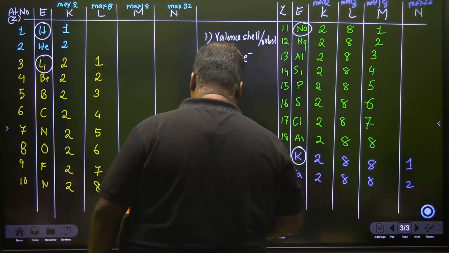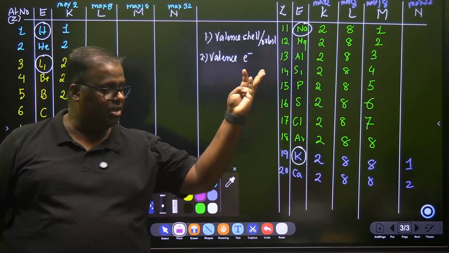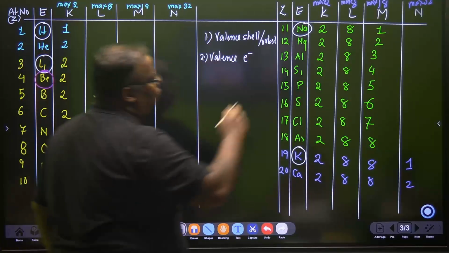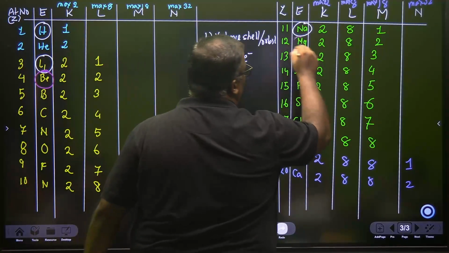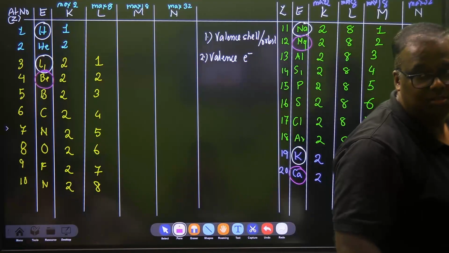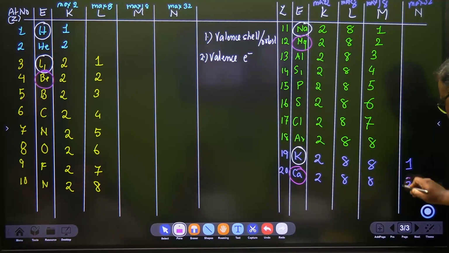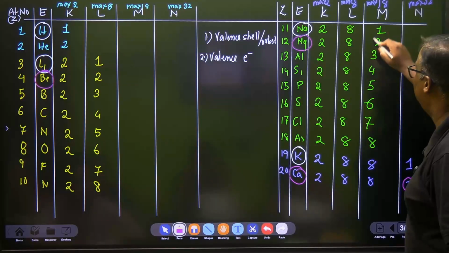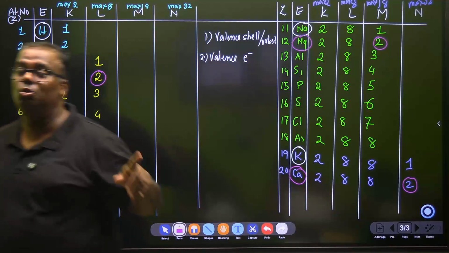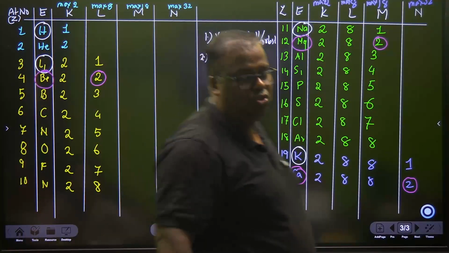Are you ready? Let's search group 2. Beryllium, magnesium, calcium. Beryllium. After that we will hunt for magnesium. And after that we will hunt for calcium. Just look at their valence electrons. 2, 2, 2. The valence electron for this is 2. The valence electron for this is 2. The valence electron for this is also 2. They all belong to group 2. So group 2 elements will have valence electron as 2.